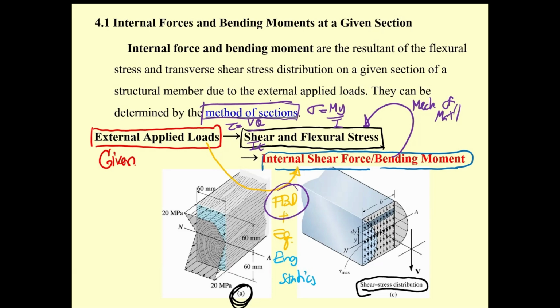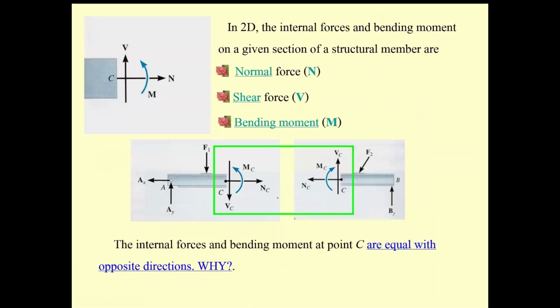And this method of section is different from the past, but the concept is the same. Each cut has 3 unknowns. That's going to be normal force, which is the axial force, perpendicular to the cut section. And then the shear force, which is going to be parallel to the section. And then we have the bending moment over here.